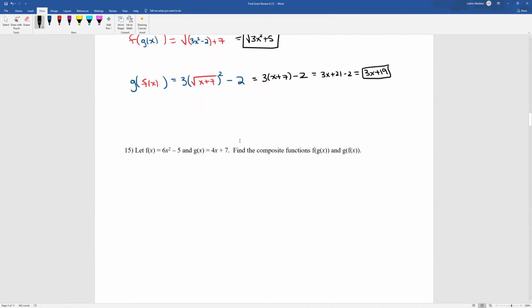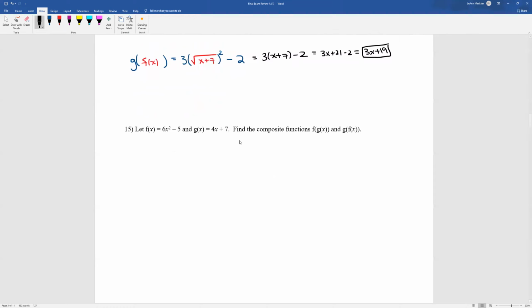All right, the same thing for 15. I'm going to color code it. We'll let f be red, g be blue, f of g of x. Let's work on that one first. So the f function is 6 blank squared minus 5. The input for that now is going to be 4x plus 7. And this one's going to require a little bit of work to clean it up.